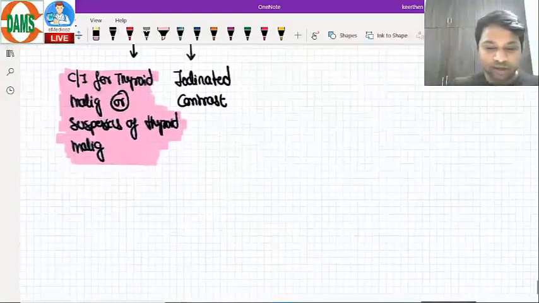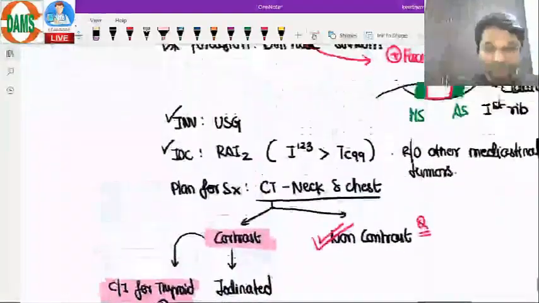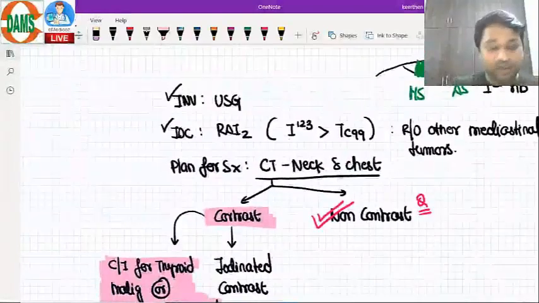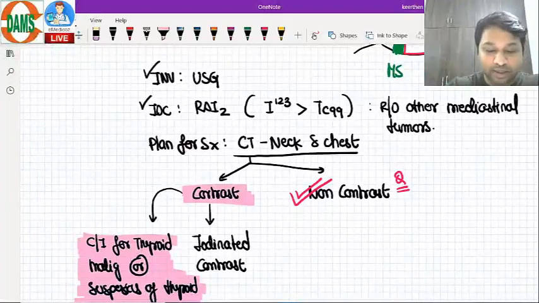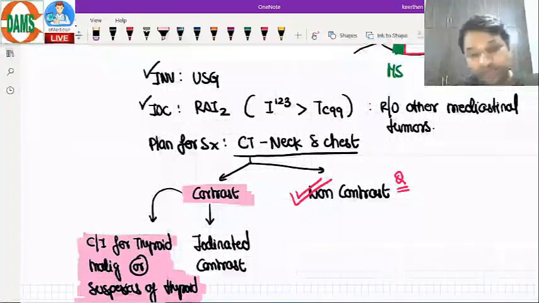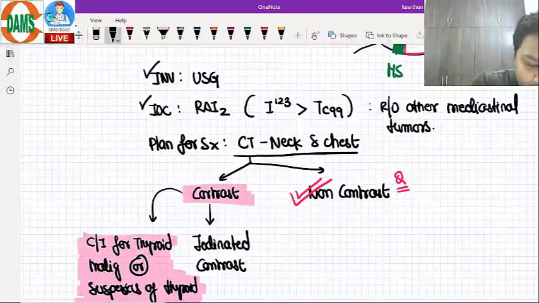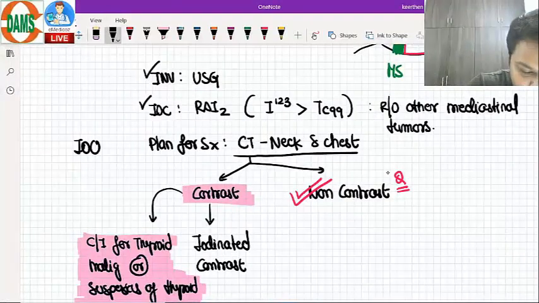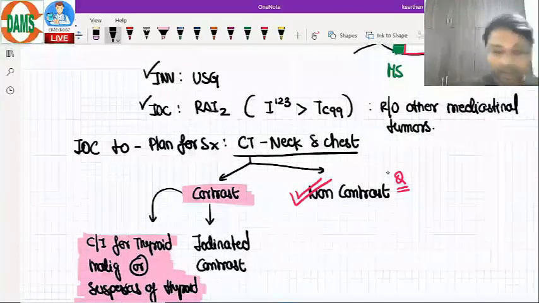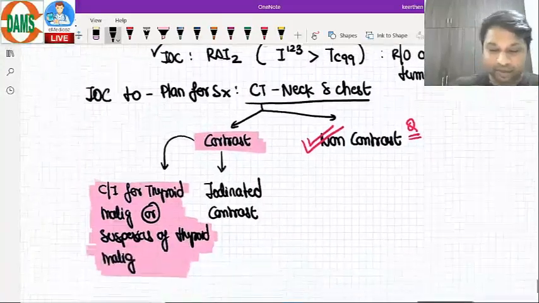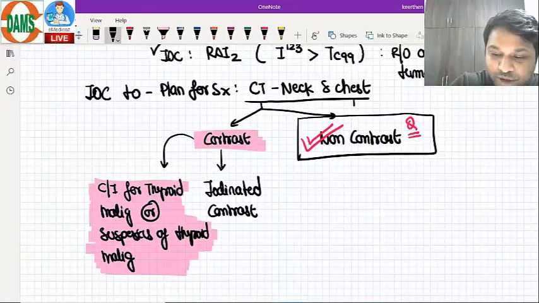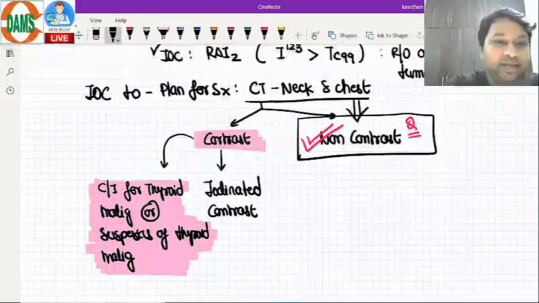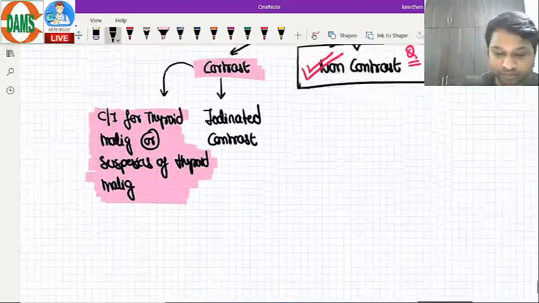Okay. So the first investigation is ultrasound. Investigation of choice to confirm the diagnosis is going to be iodine 123. Investigation of choice to plan for surgery is going to be CT neck. Remember, it should be a non-contrast CT neck. Alright? Okay.